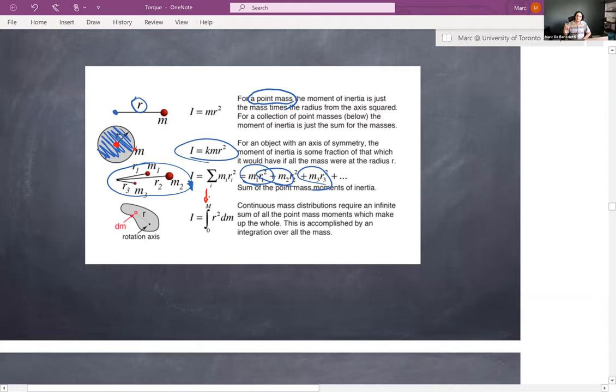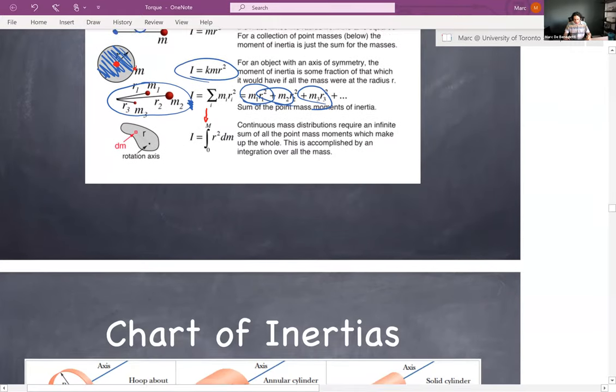So for those of you who are interested in the real mathematical definition of moment of inertia, it's actually defined as an integral. It is the integral of r squared, meaning the distance between the pivot point and the location of that atom, dm, meaning you are integrating over all of the particles, all of the atoms in your object. So it is a calculus integral, but in this class, if you need that, we will give it to you. You are not required to perform any integrals.